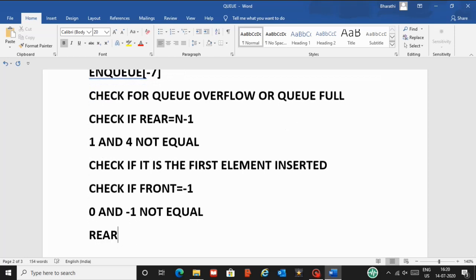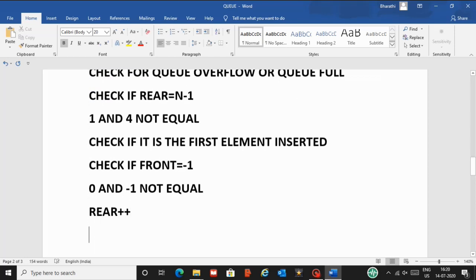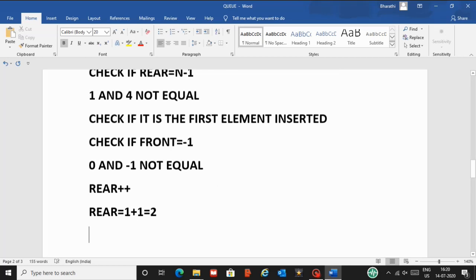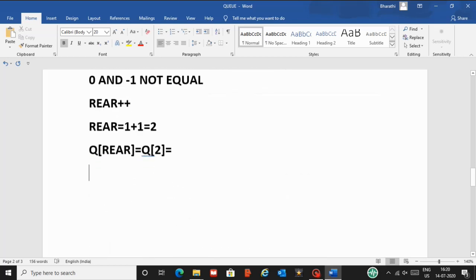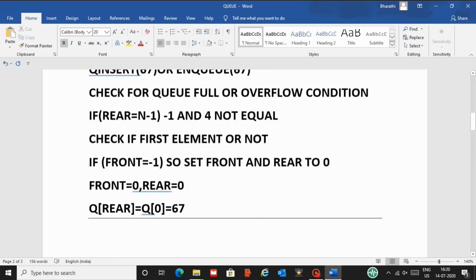Increment rare. What is the value of rare? 1 plus 1, which is equal to 2. So insert in the location Q of rare, which is equal to Q of 2, the value I am going to insert, minus 7. So I will write here minus 7. Okay. So what will happen here?